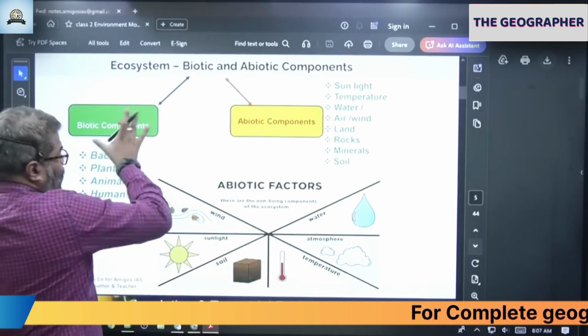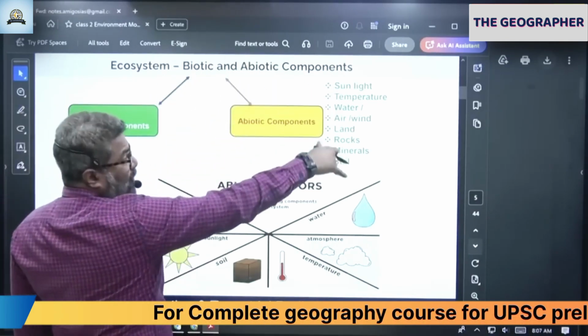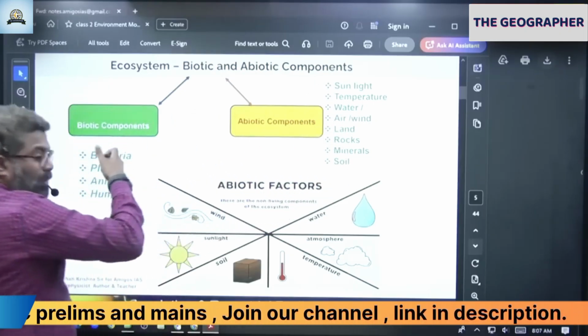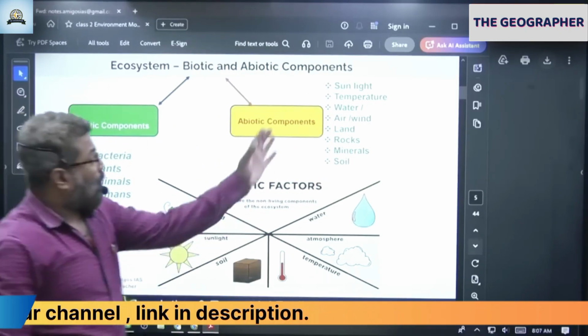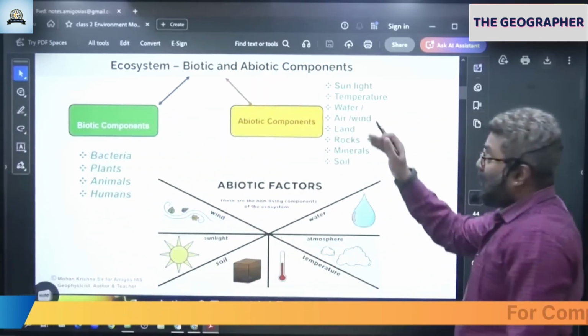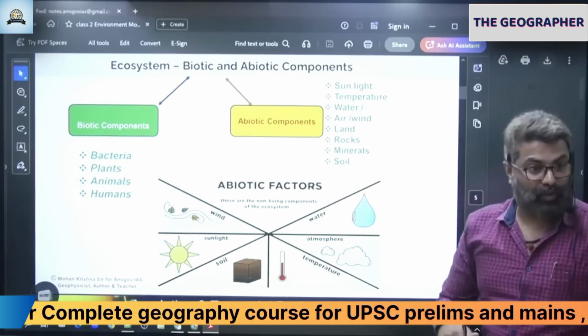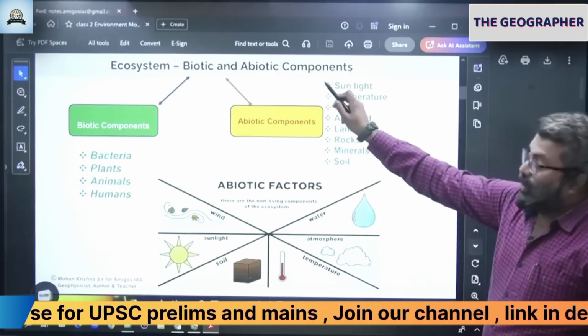We are going to discuss biotic components and abiotic components now. First, we'll discuss all these abiotic components first. Then we'll come to biotic components. Okay. So in various abiotic components, I'm not going to mention geography. I'm going to mention something different from what we already have studied in geography. Okay. So various abiotic factors are what?